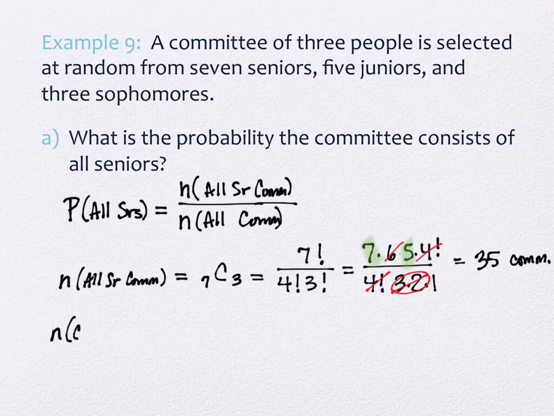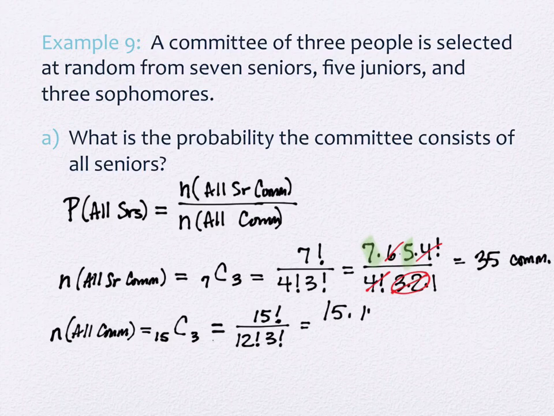We also need the number of all committees. Okay, well, how many total people are there? 15. And how many am I choosing for my committee? 3. And still committee, doesn't matter the order. So we are going to do 15 factorial. How many do not get chosen? 12. How many do? 3. So I have 15, 14, 13, and then I have 12 factorial over 12 factorial. And 3, 2, 1.